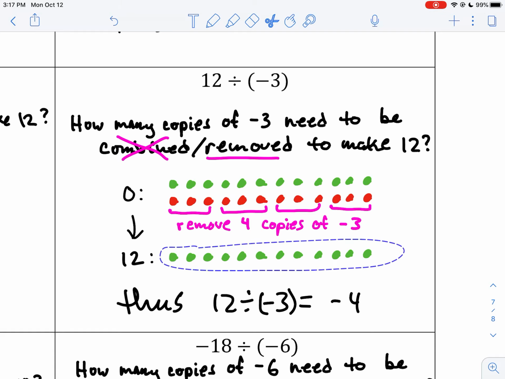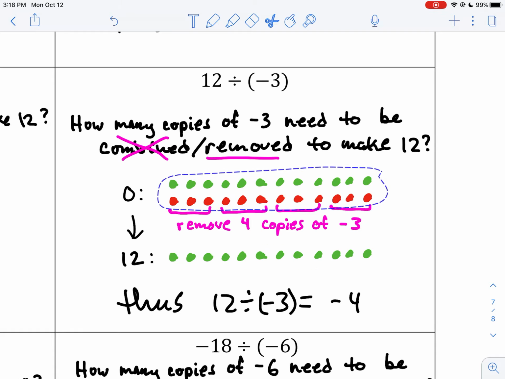Well, here's 12. It's 12 greens. I start with 12 greens and 12 reds, which is 0, and I ask myself how many copies of negative 3 I need to remove. I can see if I remove 4 copies of negative 3, then that will give me the answer. So the answer, our multiplier, is negative 4. The negative suggesting we're removing 4 copies of negative 3, and that will yield 12.